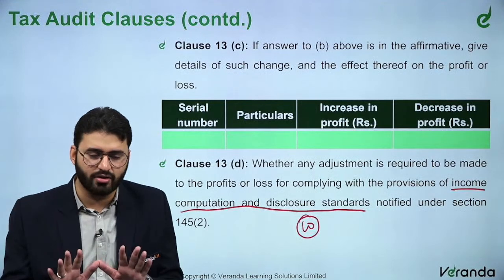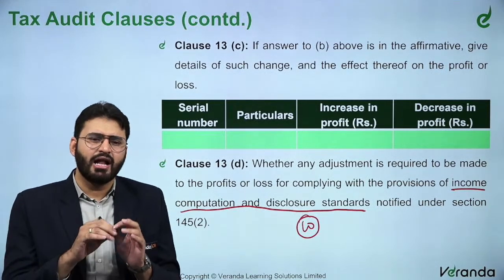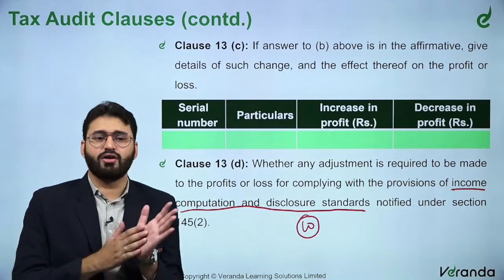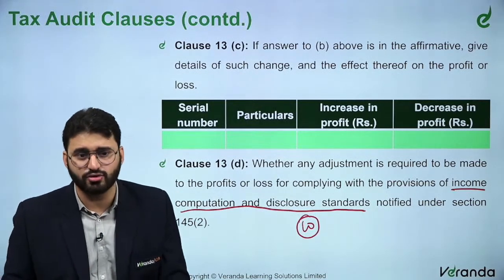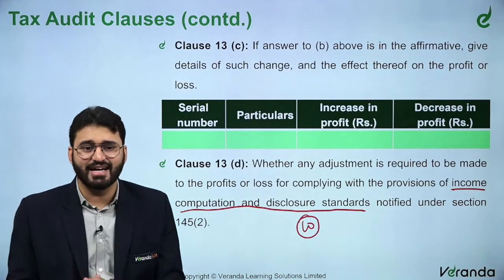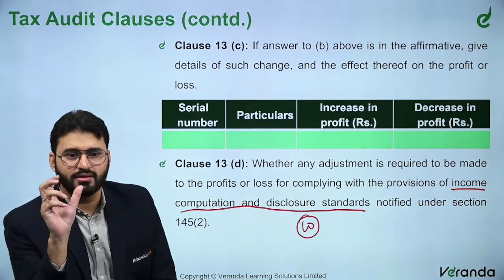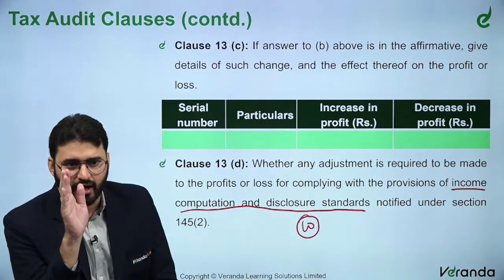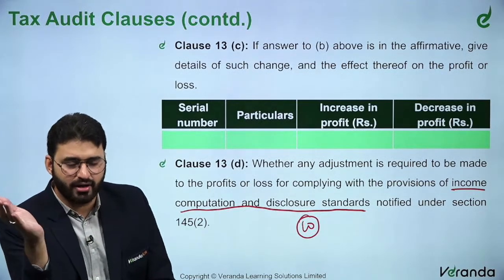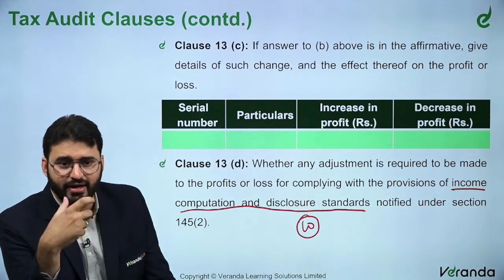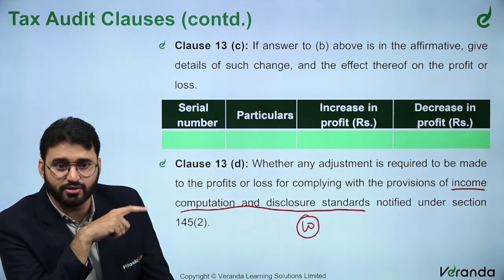So there are 10 ICDS. Now most of ICDS is similar to your accounting standards, your AS, but there are a lot of differences as far as Ind AS is concerned. So this is more applicable for listed companies, where there is a gap between your Ind AS and your ICDS, and therefore the change has to be quantified and given effect to while filing your returns of income.